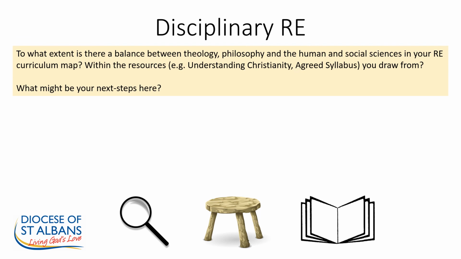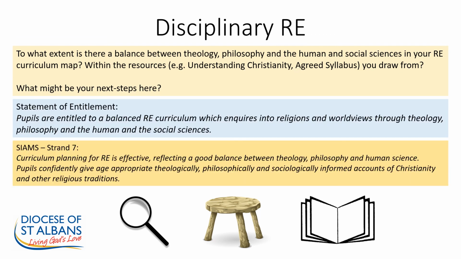And I wonder what your next steps might be here. Perhaps it might be looking at some of the references on slide 2 and just wanting to explore a little bit further. Perhaps it's looking at some of the audit tools. But I thought I'll just finish by showing these aspects which we drew upon earlier, from the Statement of Entitlement and the Themes of Strand 7, as these root the context of where we are in religious education. So if pupils are entitled to this balanced RE curriculum, I wonder how best we can support them into their inquiry in becoming religiously literate through being theologians, philosophers, and human and social scientists.